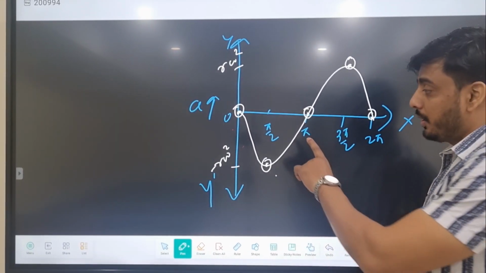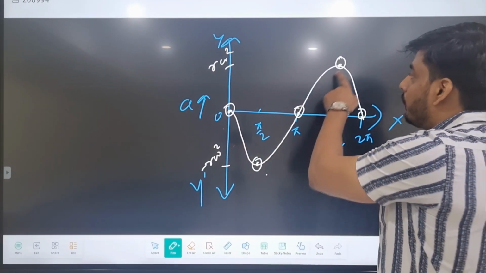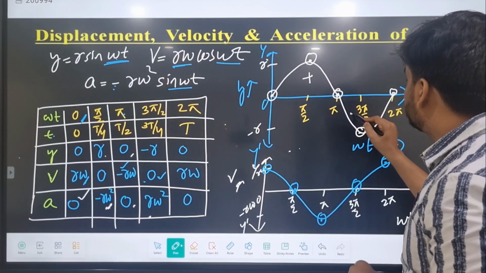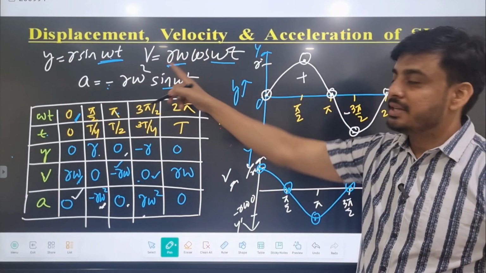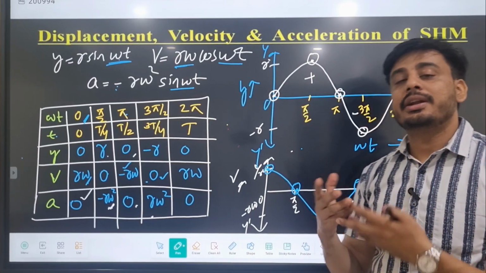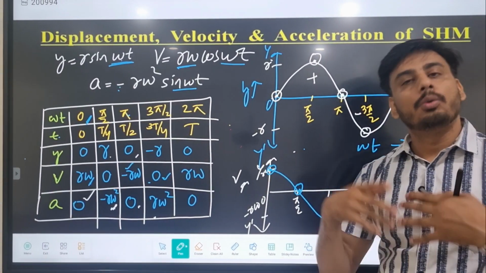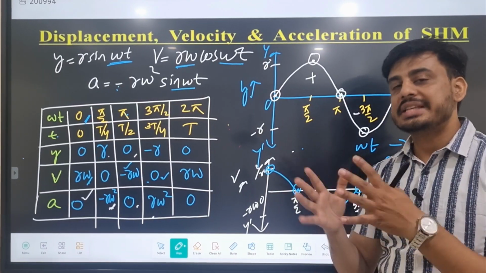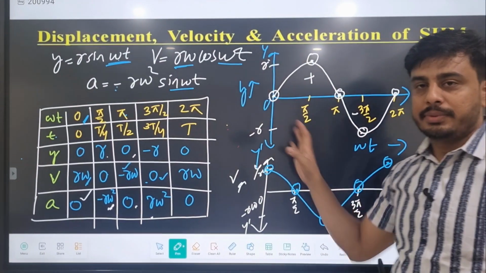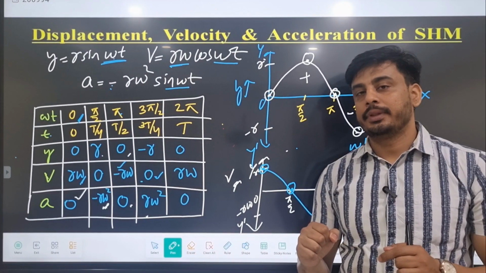One more thing you can identify here: in acceleration we start from the negative and go to the positive, but in displacement we start from positive and go to negative, because there is a negative sign. From the definition also we understand that acceleration and displacement are opposite to each other. So from the graphical representation also we identify the same pattern. Hope you understand all these things: displacement, velocity, acceleration expressions, and then the graphical representations.